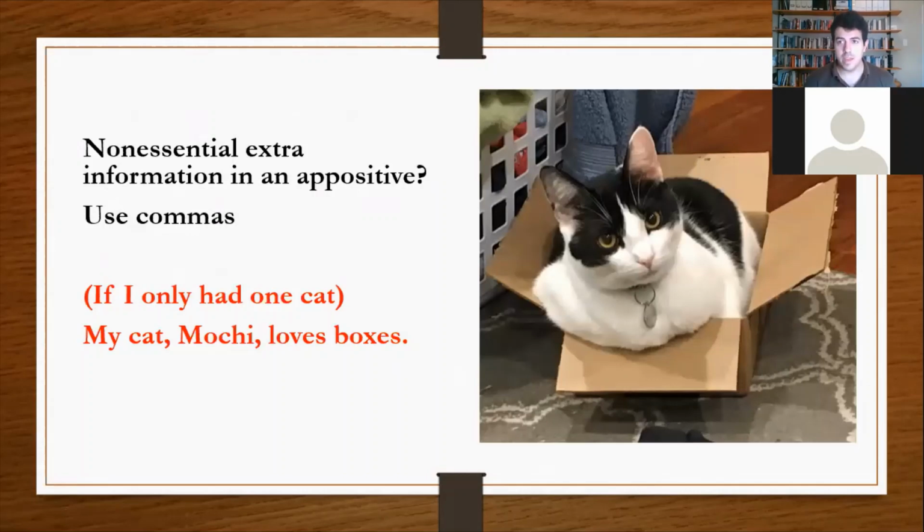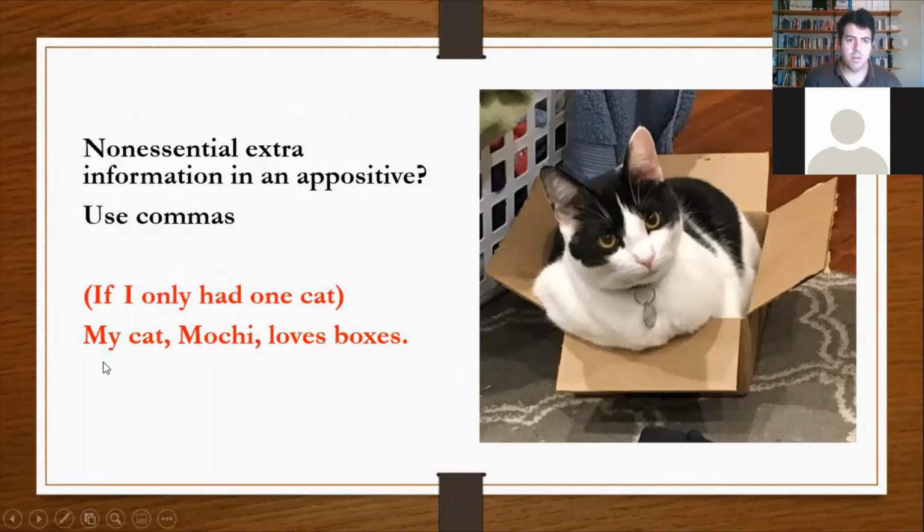Let's say, hypothetically, that I only have one cat. I have two, but for the sake of argument. If that were the case, let's say I want to tell you that my cat loves boxes, which he does. Okay, my cat loves boxes. I could write that, it would make sense. If I want to add in the name of my cat, Mochi, I can, but I don't need Mochi in there for the sentence to make sense.